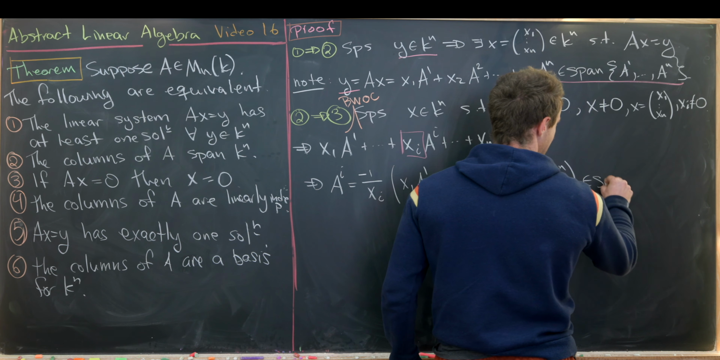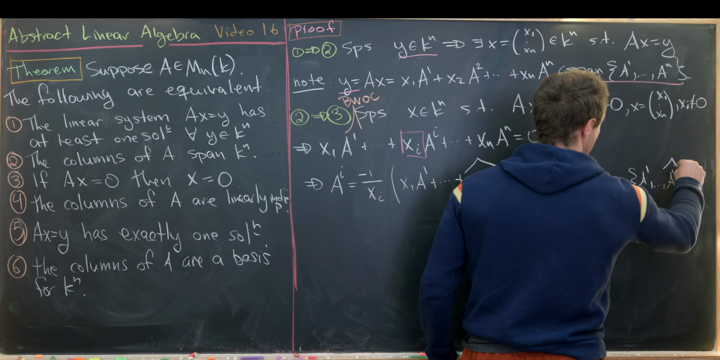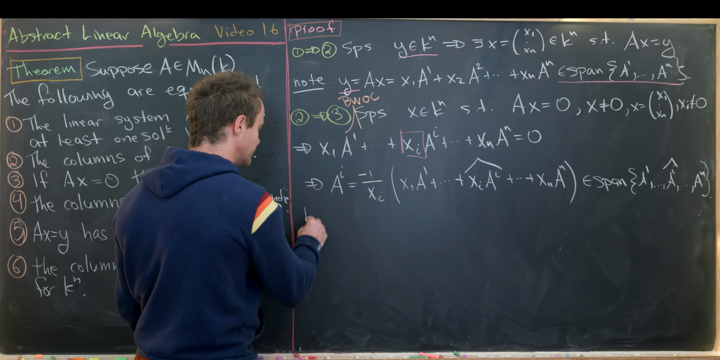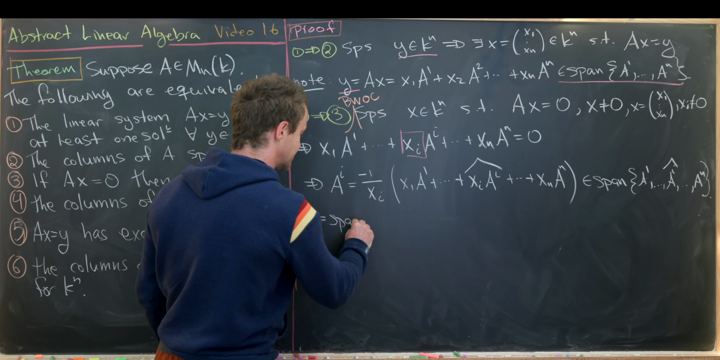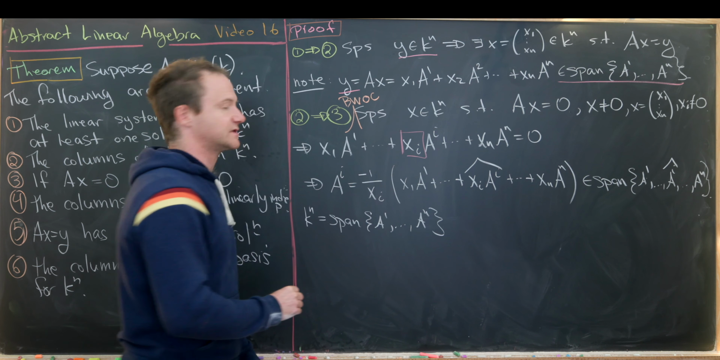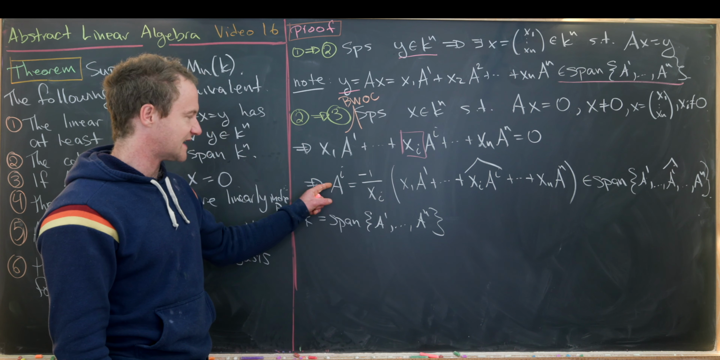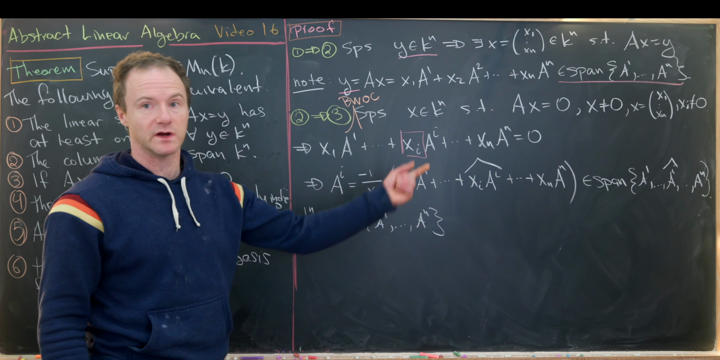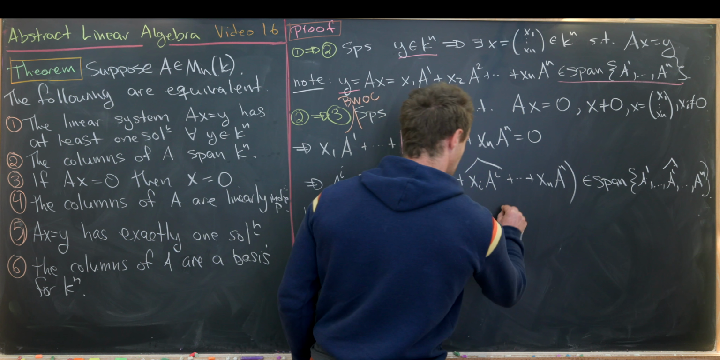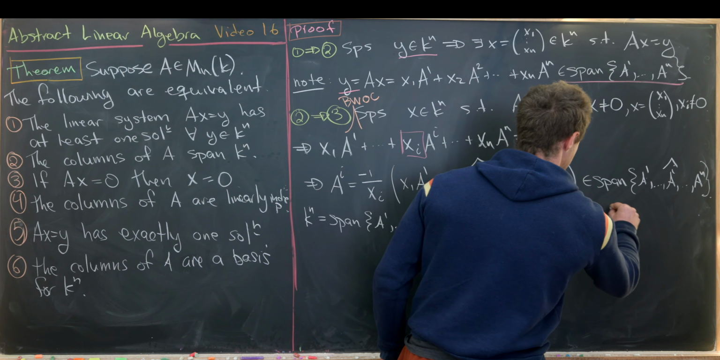But notice that's an element of the span of A1 up to Ai, removing it, up to An. But let's recall that we assumed that K^n was equal to the span of A1 up to An. That was what number 2 was, the columns span K^n. But since Ai can be written in terms of the other ones, that means we can remove it from this spanning set. So we have the span of A upper 1 up to A upper i removed up to A upper n.